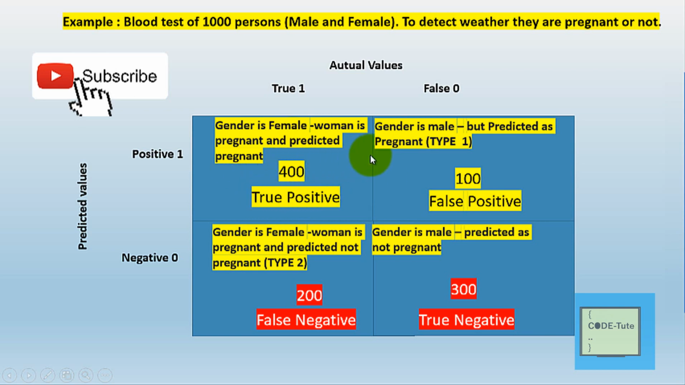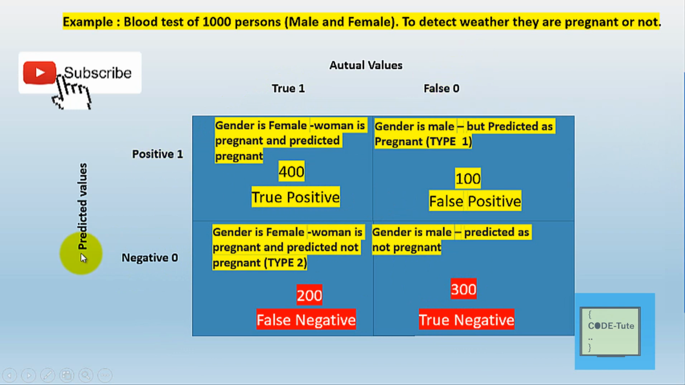Now let's see what is true negative. True negative means the person is not pregnant, and the machine also predicted that the person is not pregnant. So the gender is male, the actual value is not pregnant, and the machine also predicted that it is not pregnant. That is called true negative. How to remember true positive and true negative? If the actual value is true and the predicted value is true, it's true positive. If the actual value is false and the predicted value is also false, then it is called true negative.